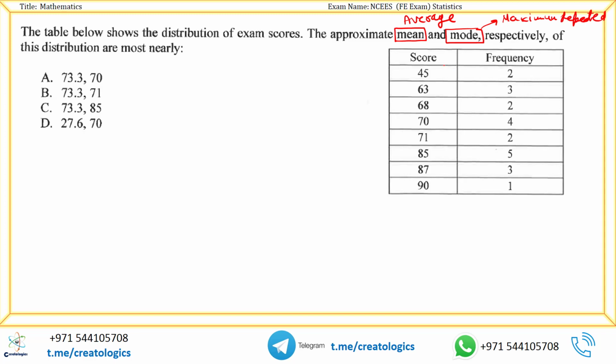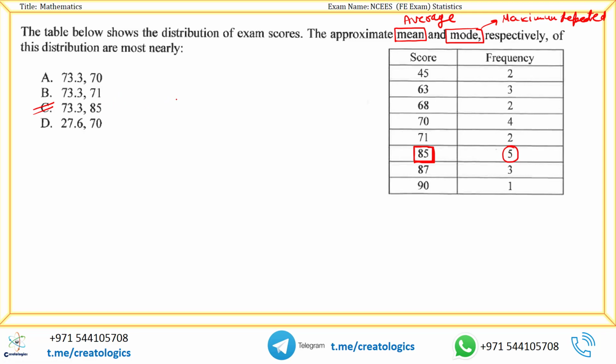So you can directly see it from the table. Which of the scores has the maximum frequency? See this part, frequency 5 for the 85. So 5 students scored 85 marks, and that is repeating most of the time. So this is going to be your mode value. If you look at the options, you can see, yes, option C is the only one having 85 as the mode value, right? So you can directly mark option C as the correct one. That is also a correct way to solve this question.